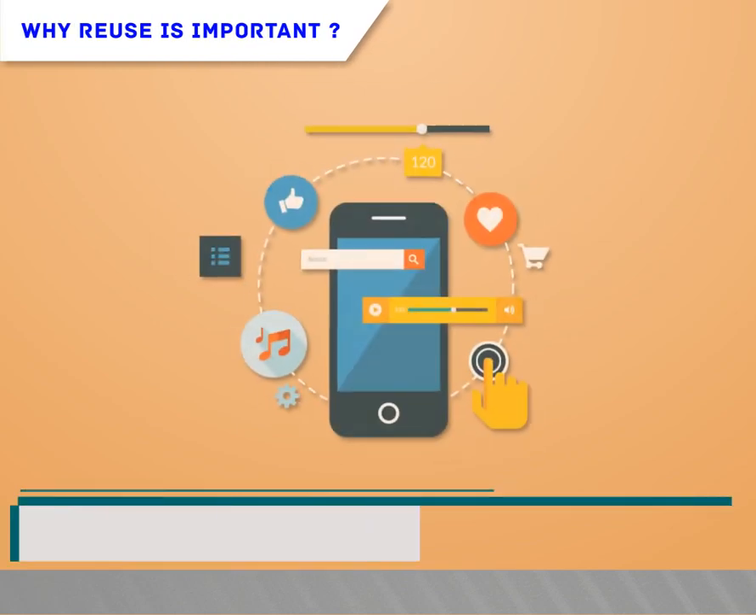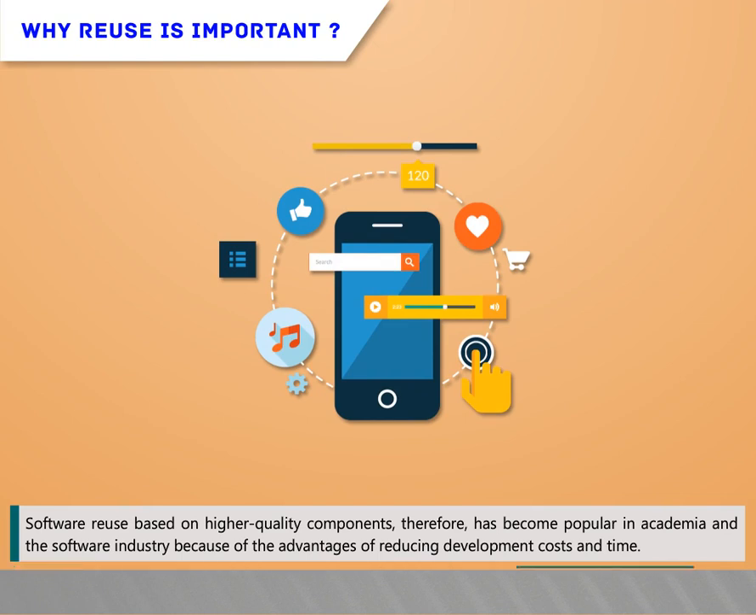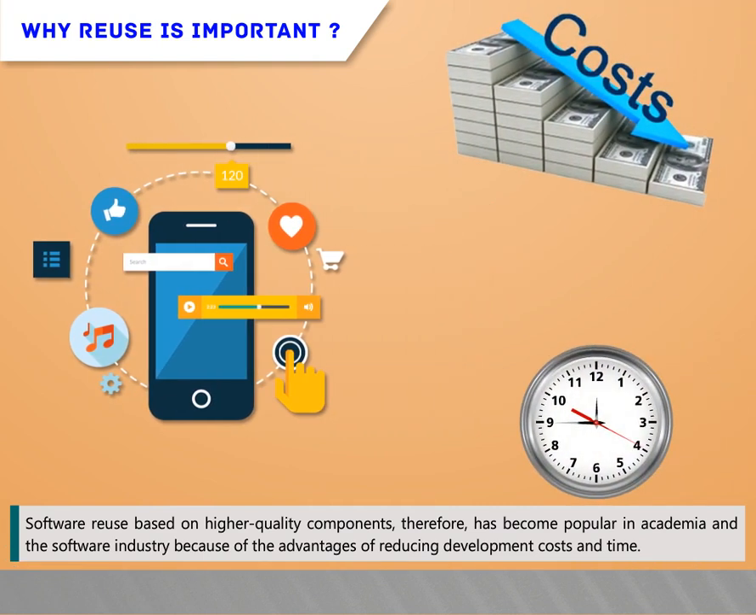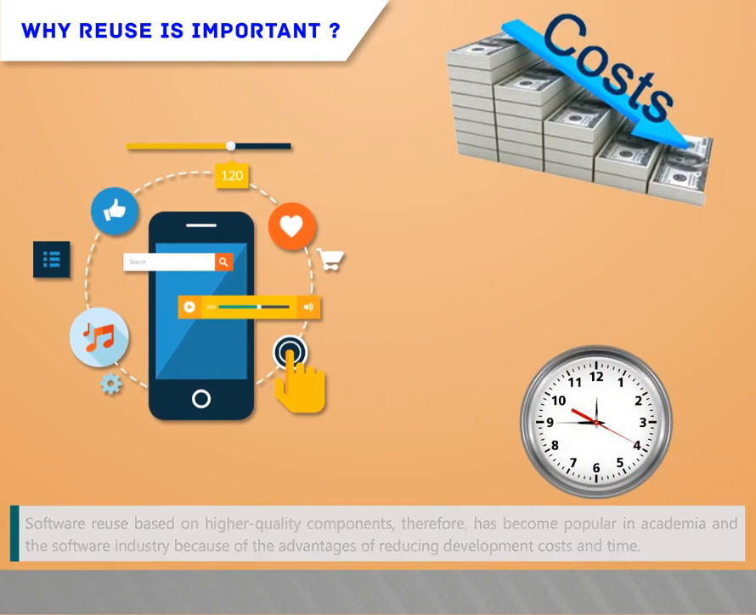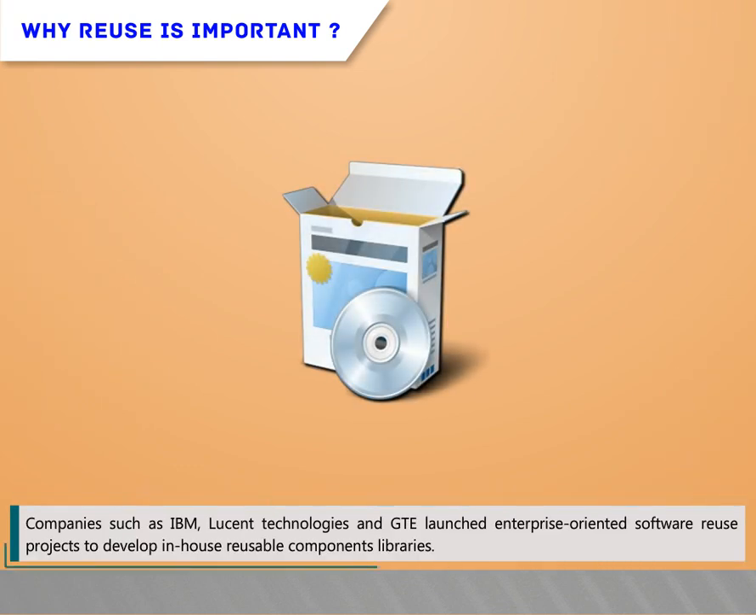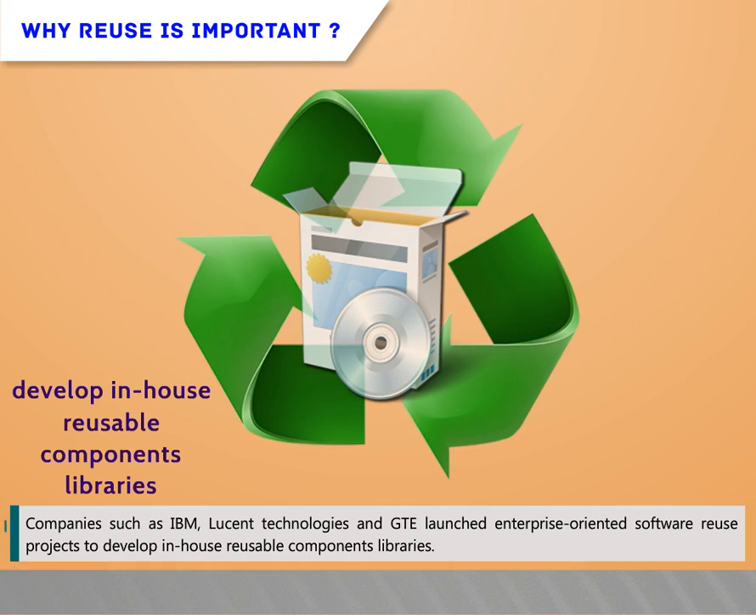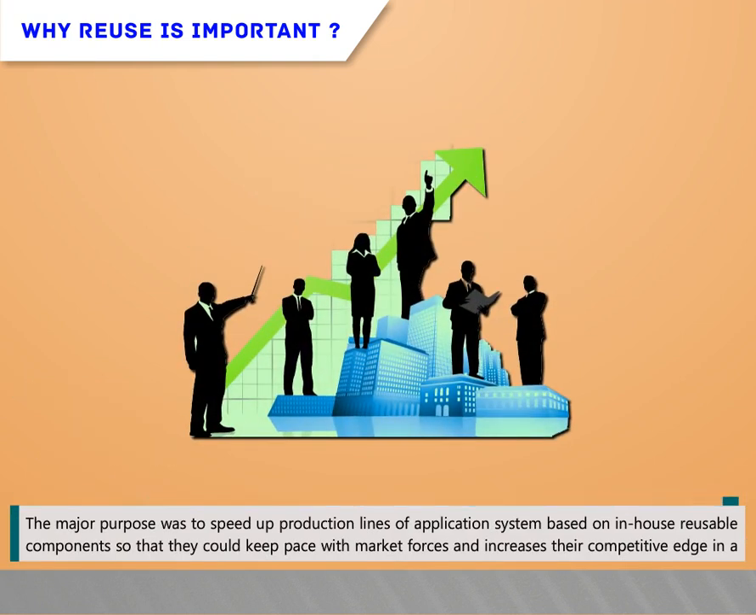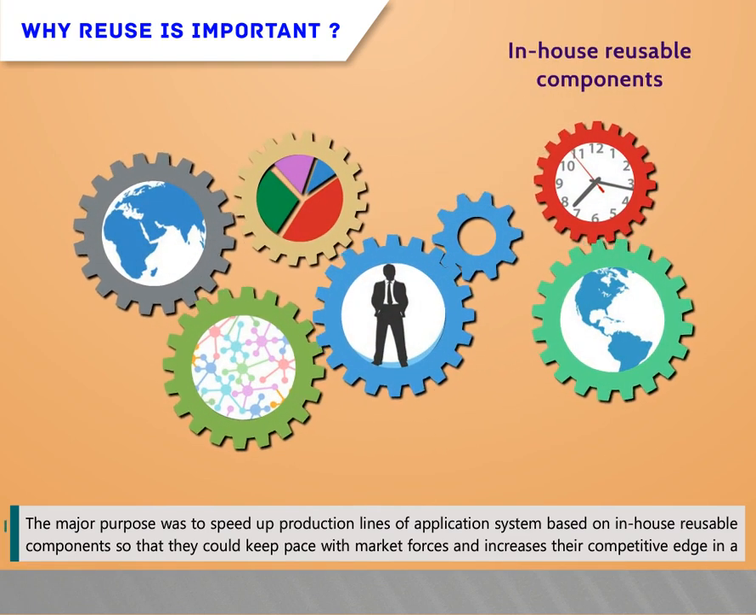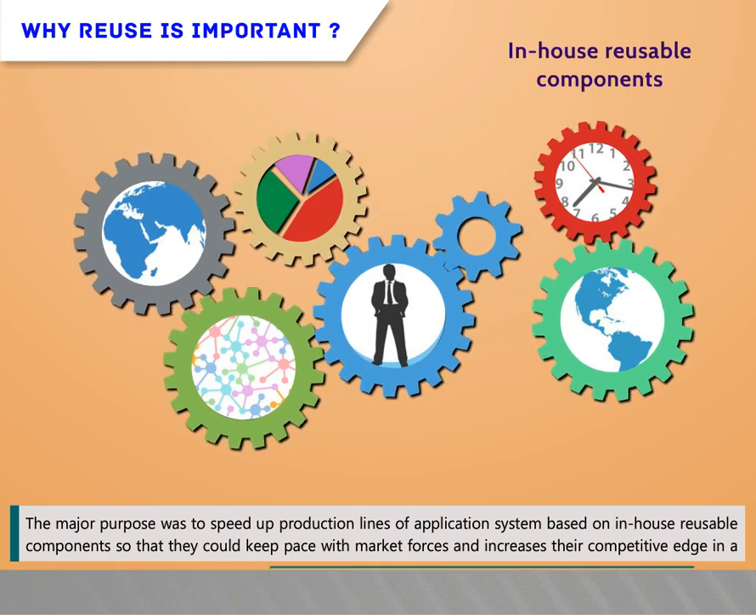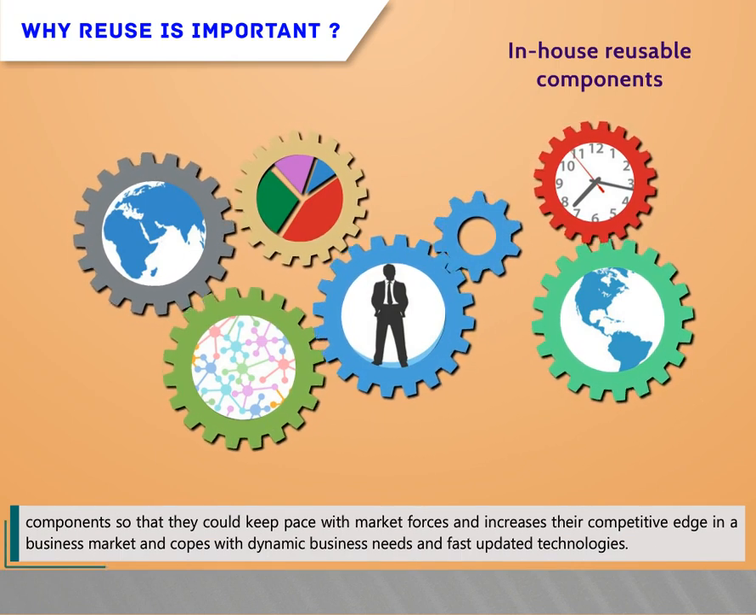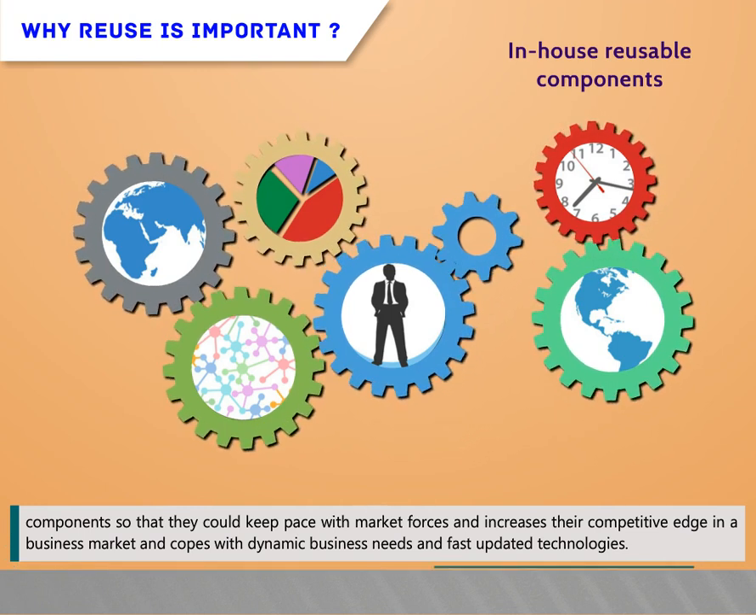Why is reuse important? Software reuse is based on higher quality components, and therefore has become popular in academia and the software industry because of the advantages of reducing development costs and time. Companies such as IBM, Lucent Technologies, and GTE launched enterprise-oriented software reuse projects to develop in-house reusable component libraries. The major purpose was to speed up production lines of application systems based on in-house reusable components so that they could keep pace with market forces, increase their competitive edge in a business market, and cope with dynamic business needs and fast-updated technologies.